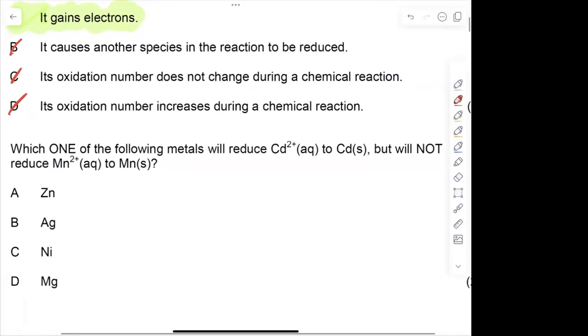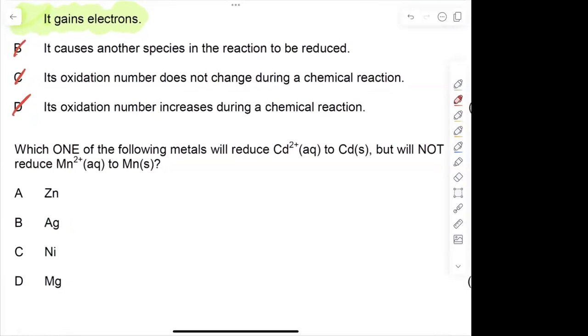If you don't have one, it's important that you do get one somewhere quickly. So pull out your formula sheets, pull out your textbook, and quickly have a look. So which one of the following metals will reduce Cd2+ to Cd, but not reduce Mn2+ to Mn? Is it zinc? Is it silver? Is it nickel? Or is it, my brain just stopped, Mg, magnesium, right?